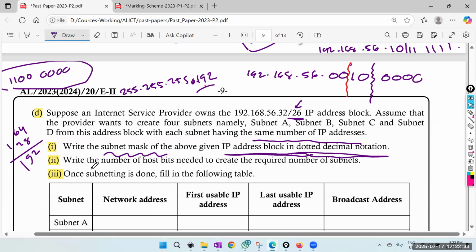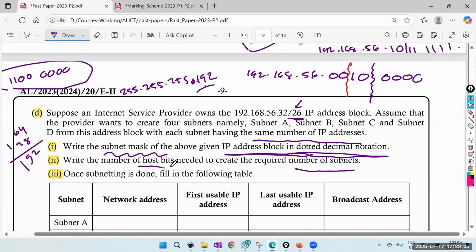And second one, write the number of host bits needed to create the required number of subnets, because we need 4 subnets. You need to borrow. This is the host part, right? This is the net part. You need to borrow 2 from the host part. Originally, we have 6 because /26, 32 minus 26 is 6. But out of these 6, that is why we say borrow from the host side. You need to borrow 2 bits.